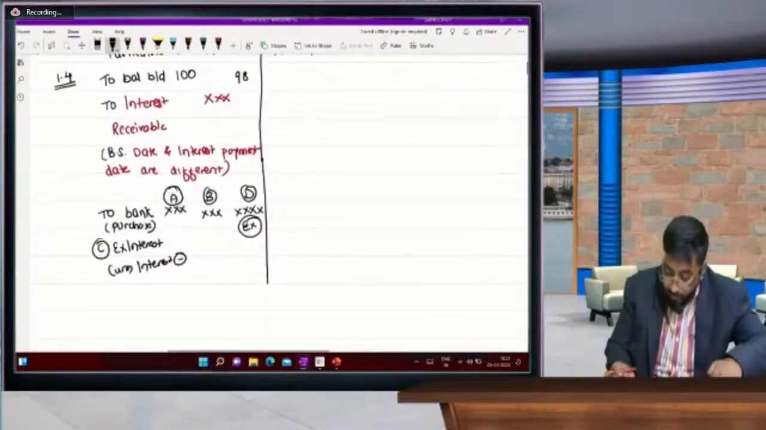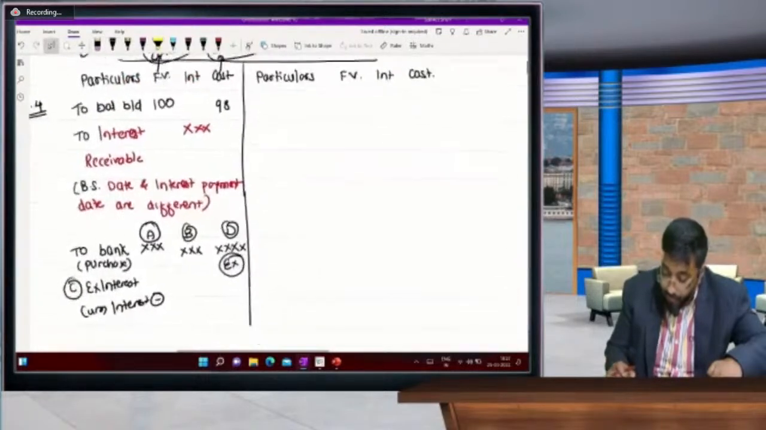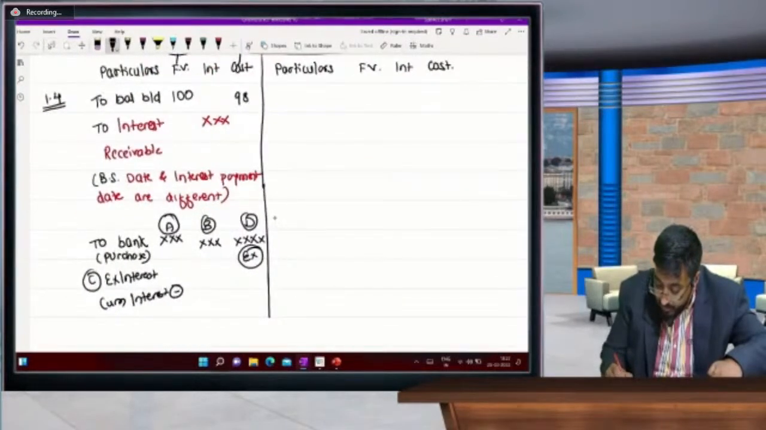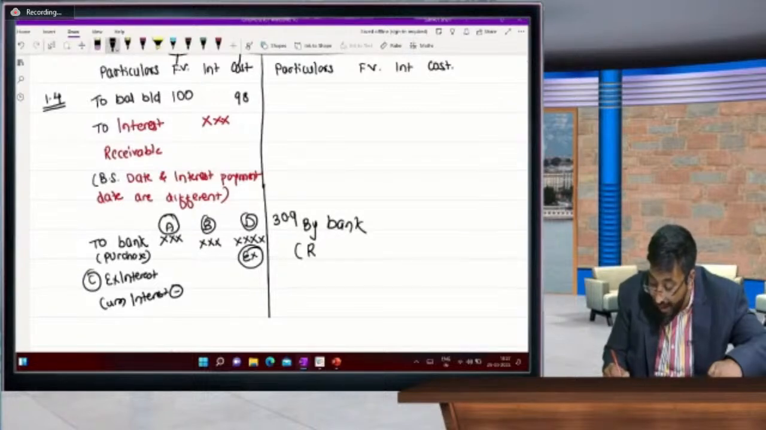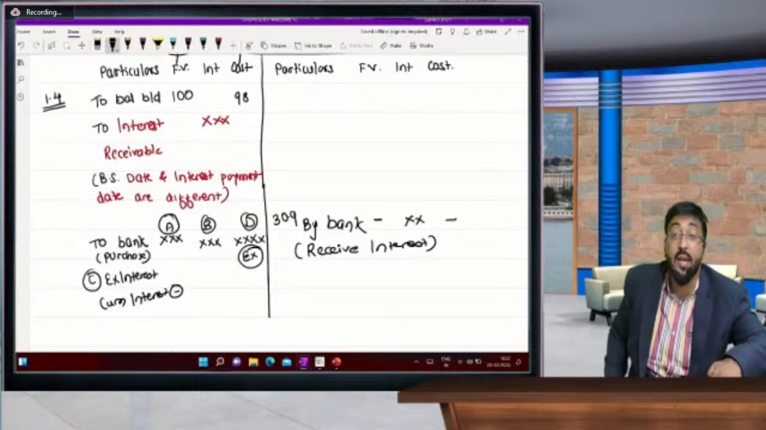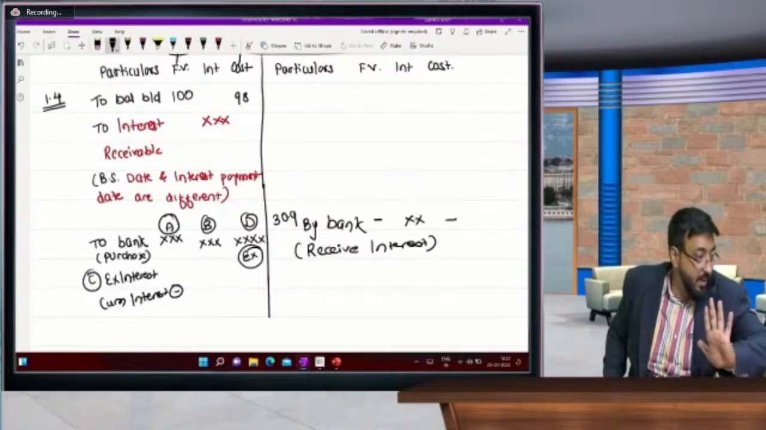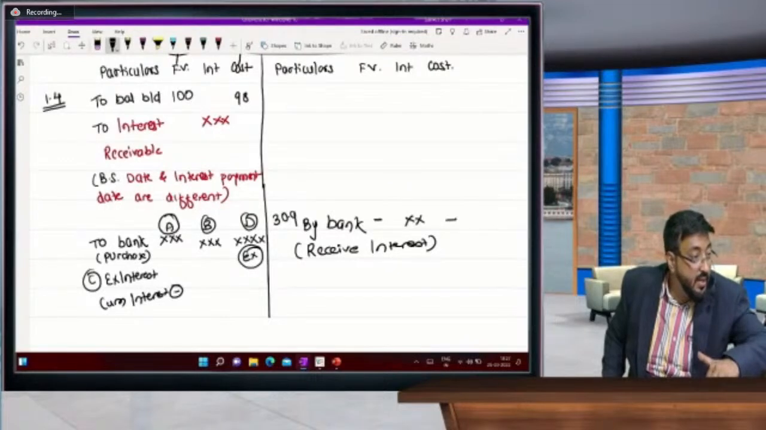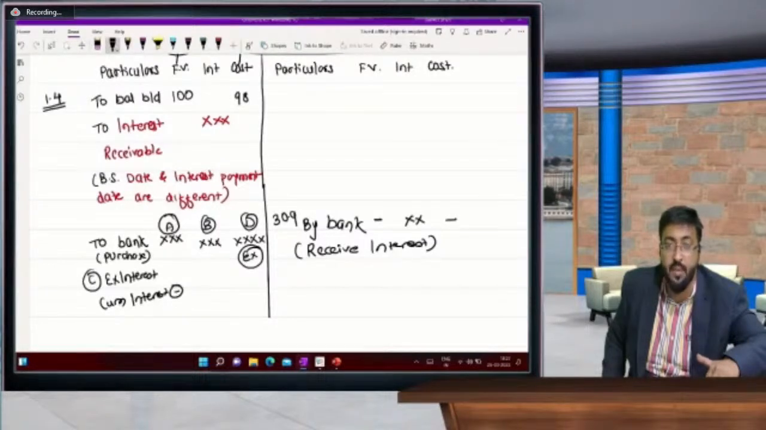Now beta, the company will pay us interest. So whenever we are receiving any interest by bank, receive interest. But don't write anything in the face value column, write only in the interest column. So this is a pro forma. Whenever you are receiving any interest, by bank, on 30th September, or might be 31st March, or might be 30th June, or might be 31st December, receive interest. Next one.